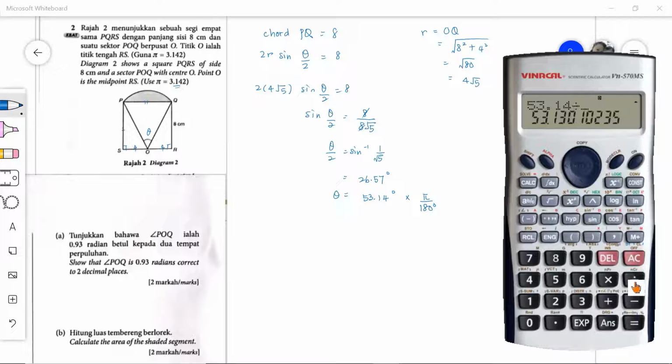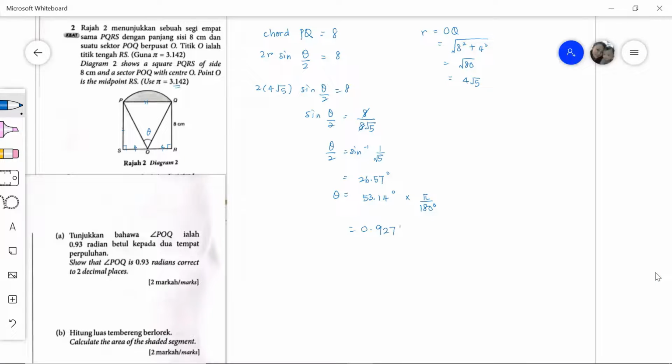So 53.14 divided by 180 times 3.142. The answer is 0.9276, and we round it off to 2 decimal places, 0.93 radian. So we have just shown the angle, because theta is the angle of POQ.